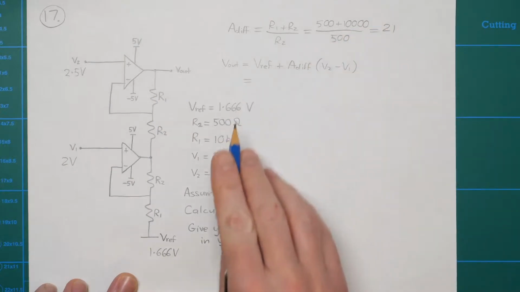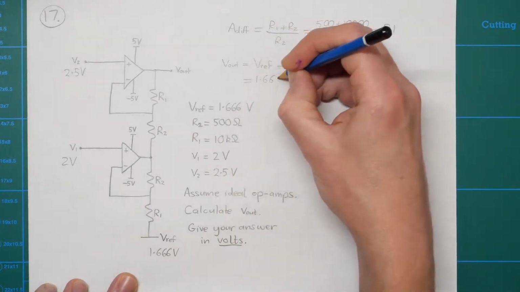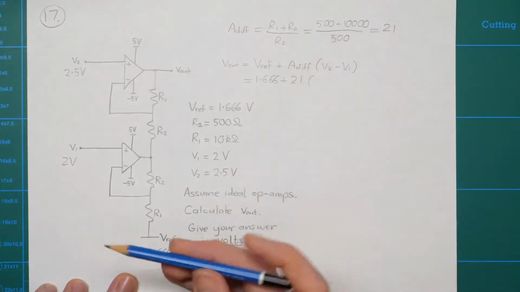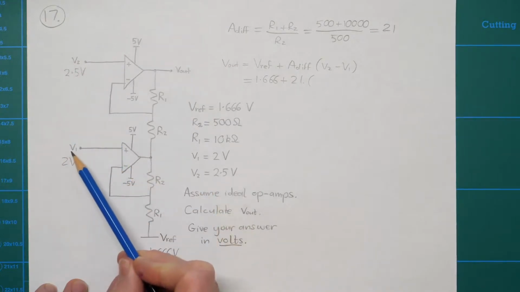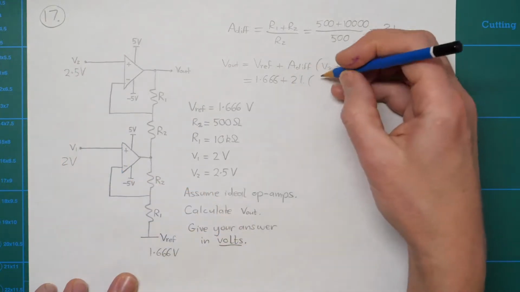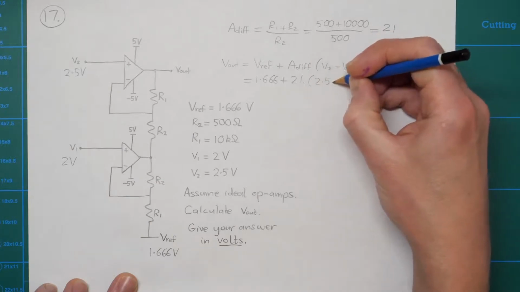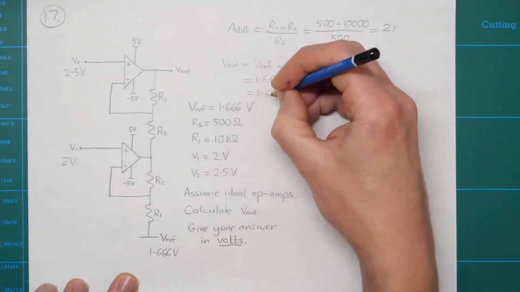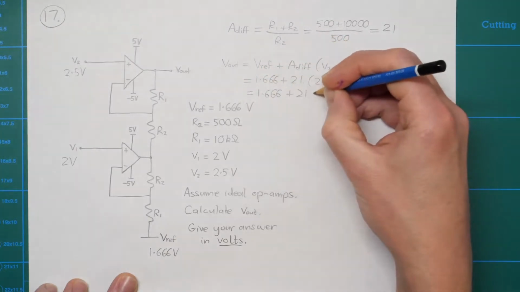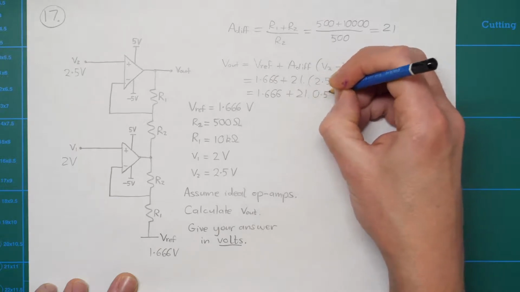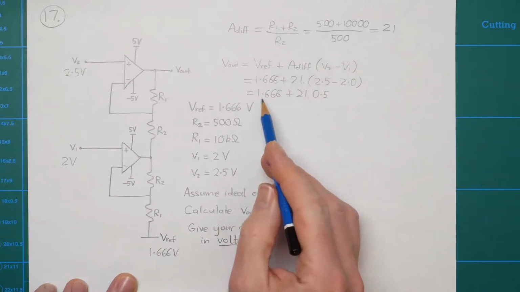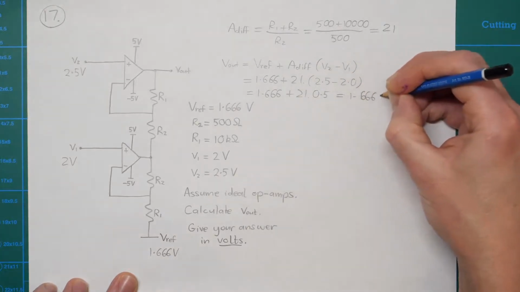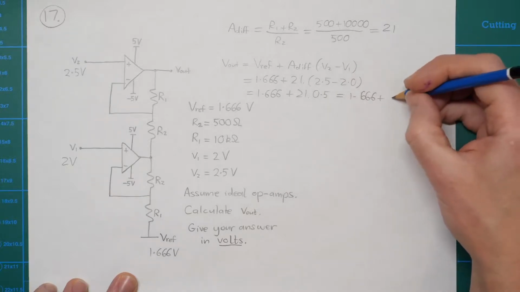So Vref is 1.666, A diff is 21, and 21 is going to be multiplied by V2 minus V1, which is 2.5 minus 2, which is 0.5. So that's 1.666 plus 21 times 0.5, which is 1.666 plus 10.5.